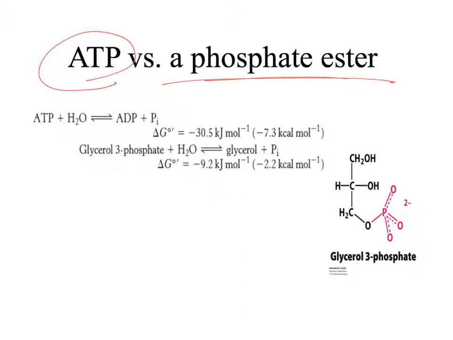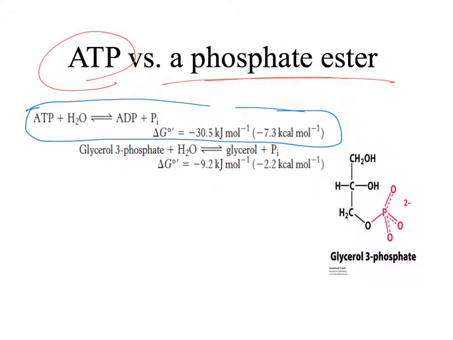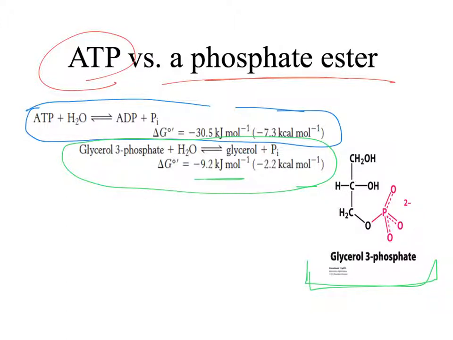So here, if we're looking at the hydrolysis of ATP, we see the delta G is negative 30.5 kilojoules per mole. If we look at another substance, an example of that is glycerol 3-phosphate, we see that the hydrolysis of glycerol 3-phosphate produces only negative 9.2 kilojoules per mole. So there's much more free energy associated with the ATP than there is with some of these other phosphate substances. So ATP has a higher phosphoryl transfer potential than some of the other molecules, in this case, than glycerol 3-phosphate.